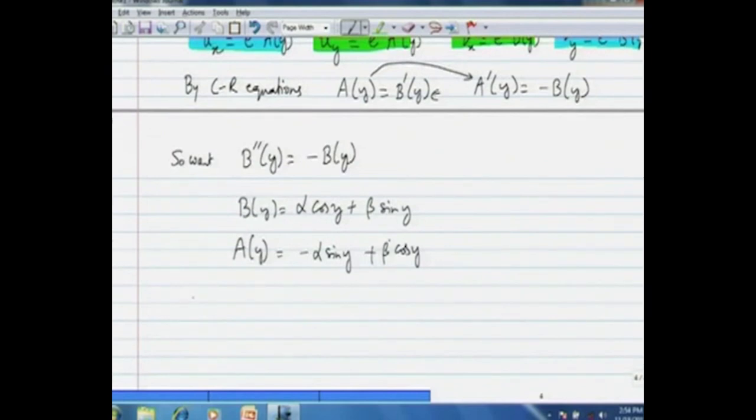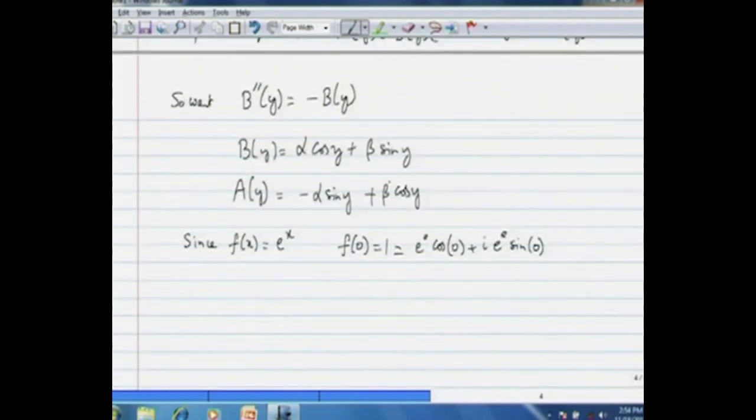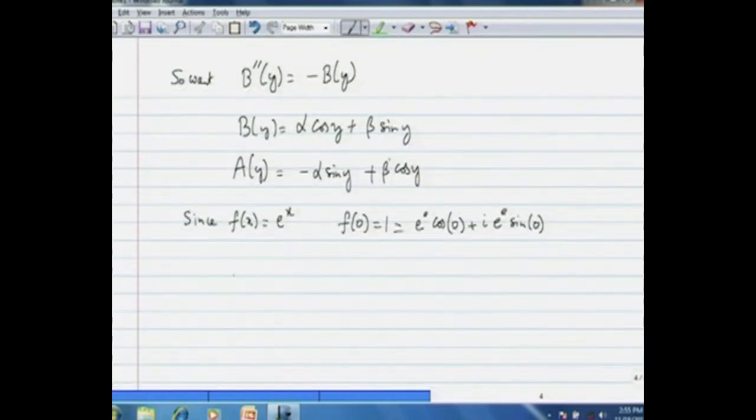And further, we also know that f of x tallies with e power x. So, f of 0 is 1, which is e power 0 cosine 0 plus I times e power 0 sine 0. That should give us 1. So, what I want to say is we know that a of 0 should be 1 and b of 0 should be 0.